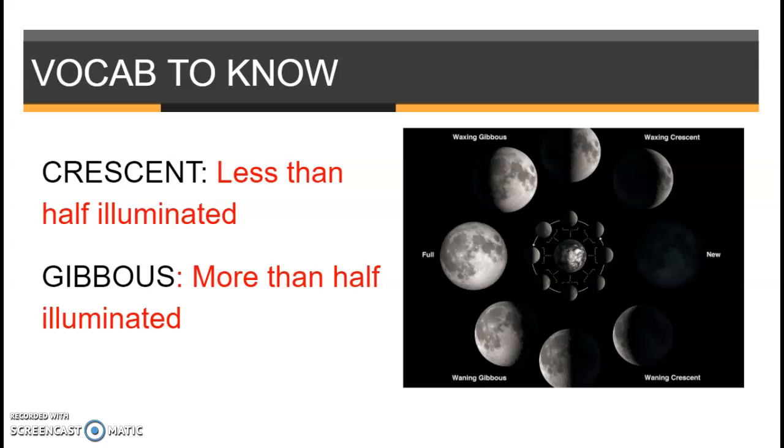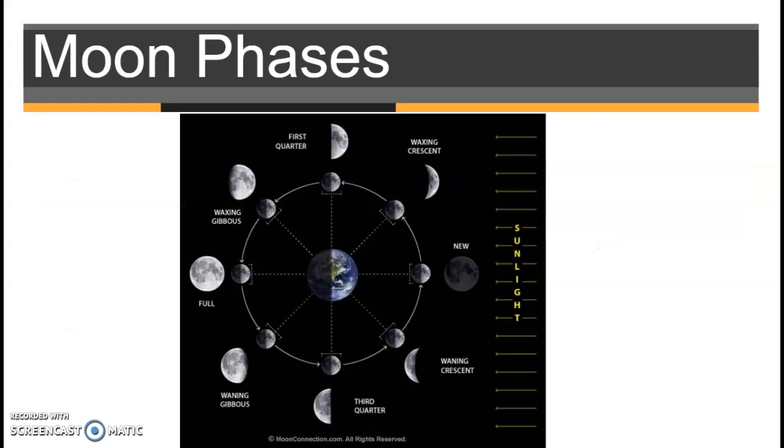A crescent moon is less than half illuminated. So a crescent would be half or less, so generally less. So the ones on the far right, you have a waning and waxing crescent. Now a gibbous is more than half illuminated. So gibbous is like a waxing or waning gibbous on the left-hand side where you can see more than half of the moon. Moon phases.